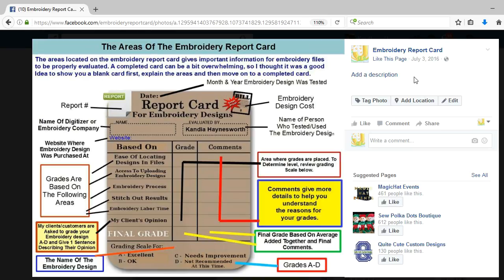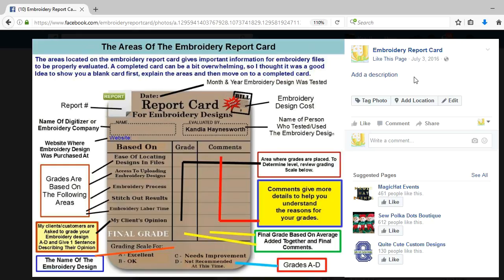So even if you like the person, it doesn't mean that they are a bad person because they got a B. It just means that they need to fix that flaw that I am pointing out. And so it doesn't even mean that the embroidery design stitched out horribly. It just means that somewhere along this process, there was a little glitch that needs to be addressed and fixed. And if you don't fix it, then I'm going to give you a B.